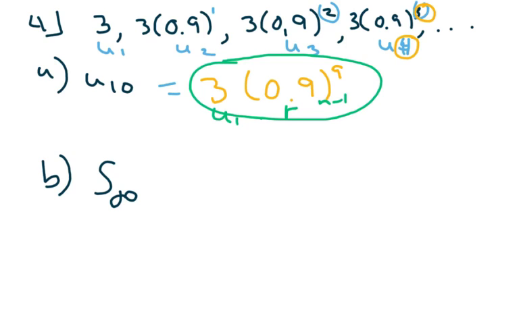All right. Now, our sum is going to be our first term over 1 minus 0.9, which is 0.1. And you get, I'm going to write the whole thing out because it says the exact number.